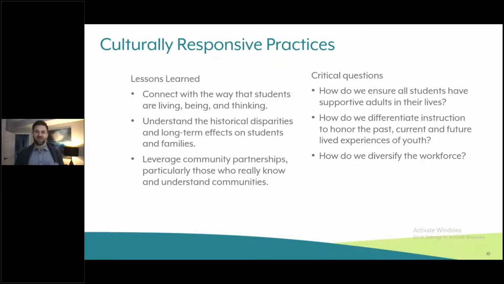Karen Pittman from the Forum for Youth Investment, if you haven't heard her speak on this topic, it's phenomenal. So I definitely suggest you check that out. But that then brings up some critical questions that we have, right? How do we ensure that all students have supportive adults in their lives? That's critically important. How can we engage and ensure at a systems level that all students have supports?